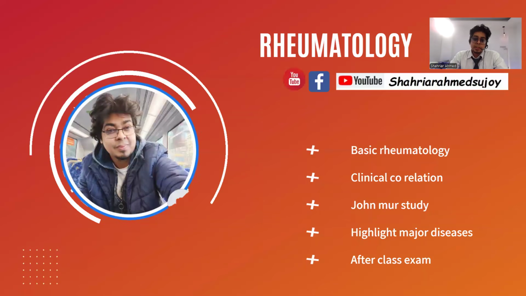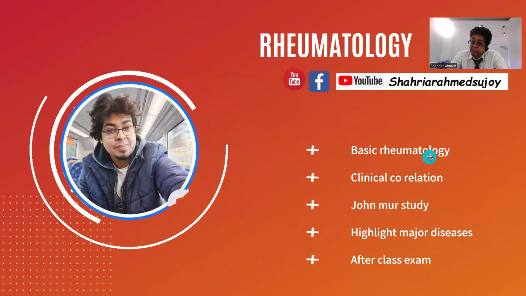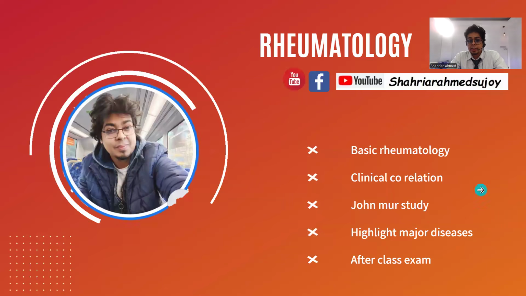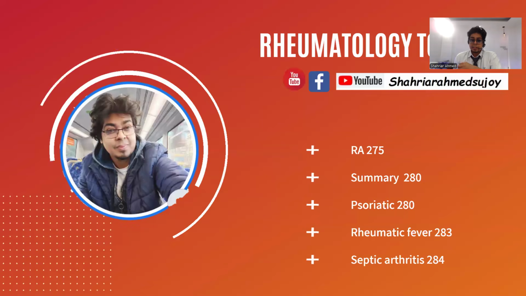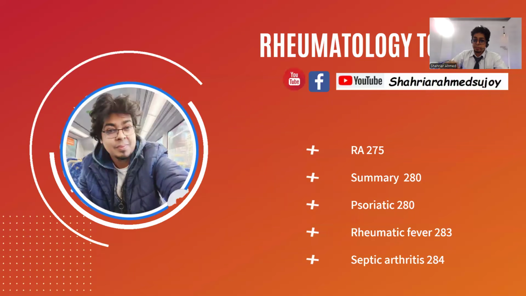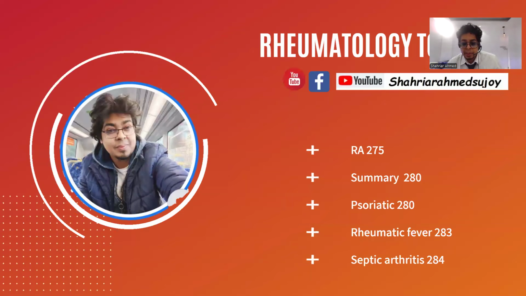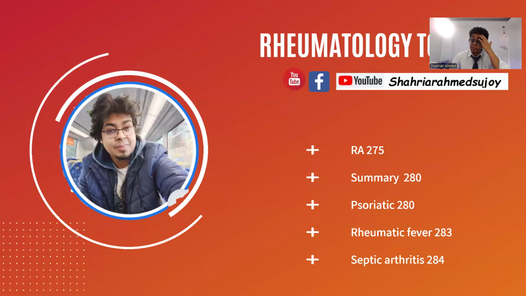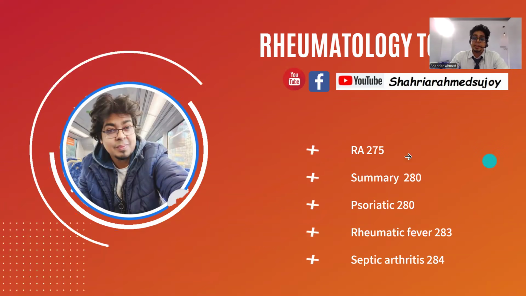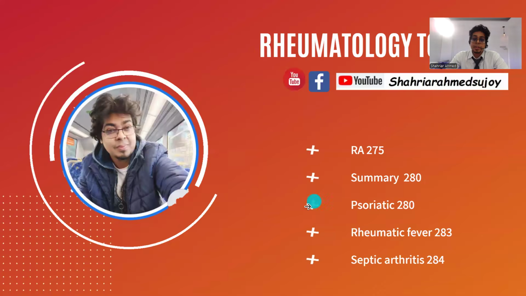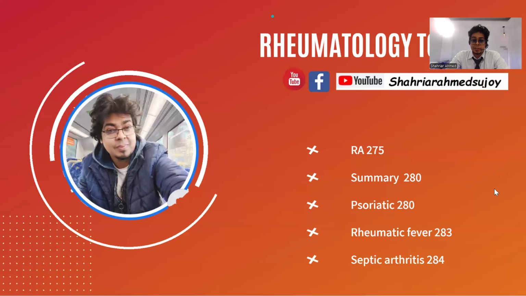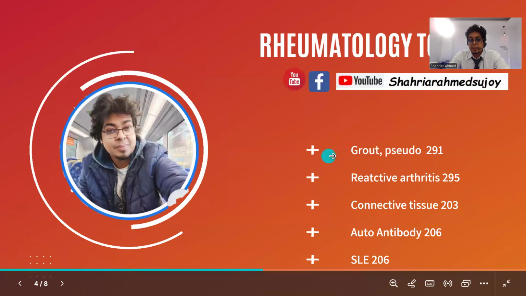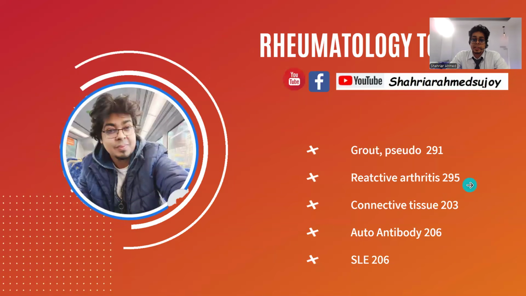We'll be talking about the basics of rheumatology, clinical correlation, John Murtagh, and highlight some major diseases. Here are some page numbers, definitely. You can write them down, or the recording will be available. These are the page numbers we are going to use. Arthritis, as a part of rheumatoid arthritis and certain other arthritises, some summary charts, psoriatic, rheumatic, all these things are given. Next we are going for gouty arthritis and reactive arthritis on another page.